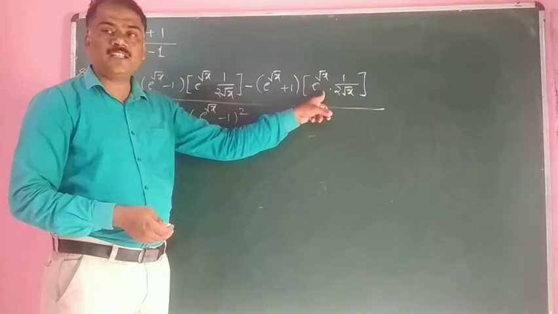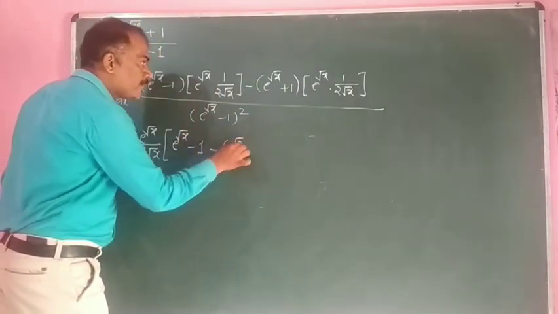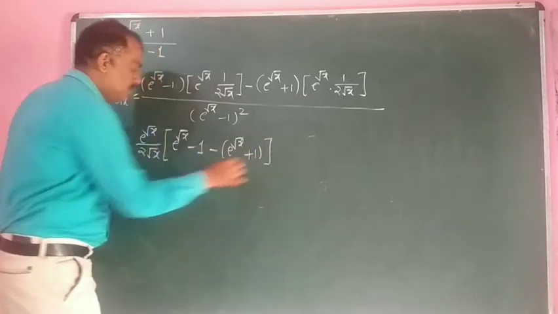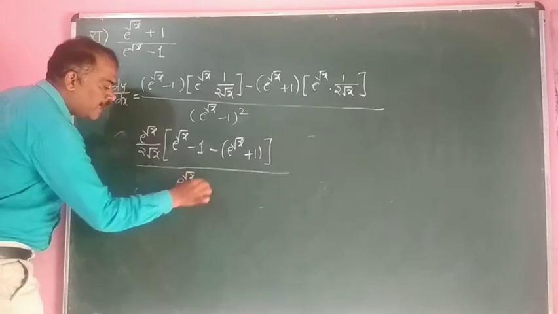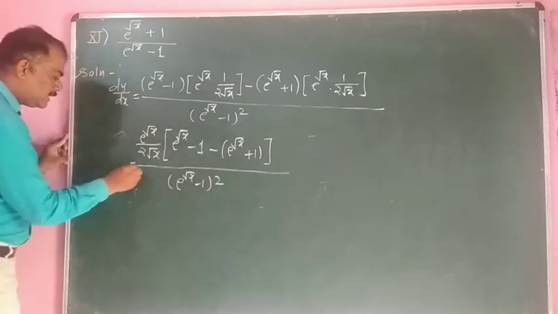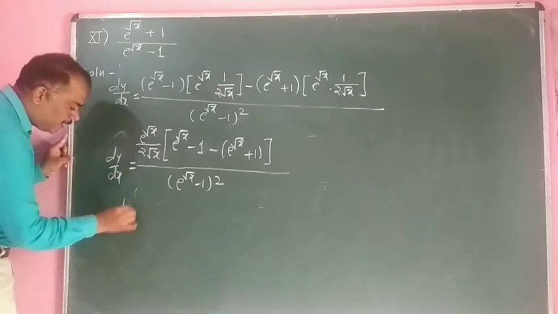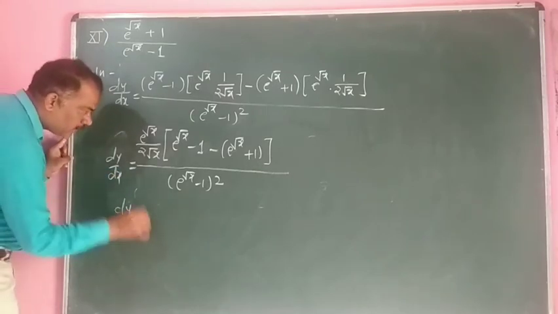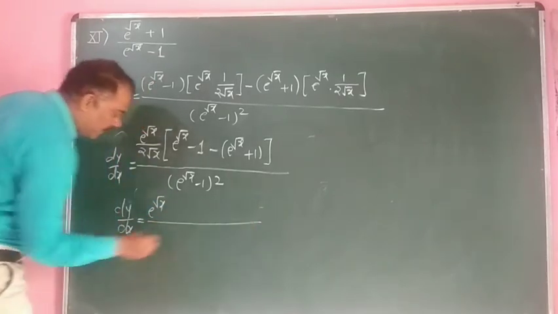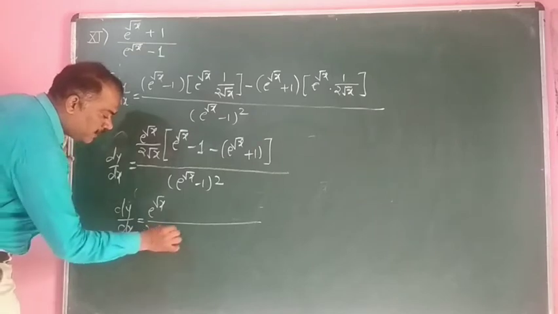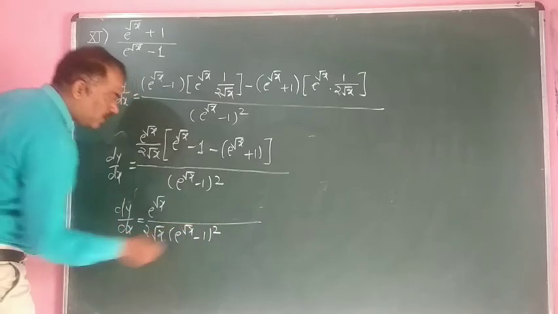This factor we have to take common, so that this bracket remains as it is, e raised to root x plus 1 as it is, divided by e raised to root x minus 1 bracket square. LHS as it is, dy by dx. That is, dy by dx is equal to, we can write this one as e raised to root x divided by 2 times root x into e raised to root x minus 1 bracket square.